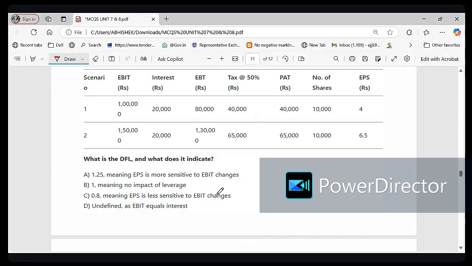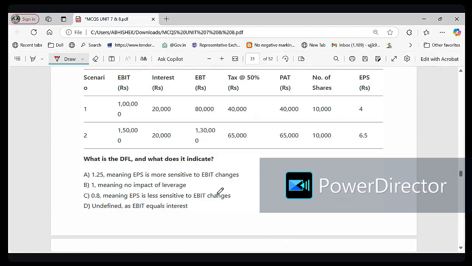So in this case, interest is there, means the business is borrowing money. And when a business borrows money, it pays fixed interest, whether profit is high or low, no matter. So imagine you earn more. That means your EBIT increases. So after paying the same fixed interest, your remaining profit increases faster. That is called the leverage, right?